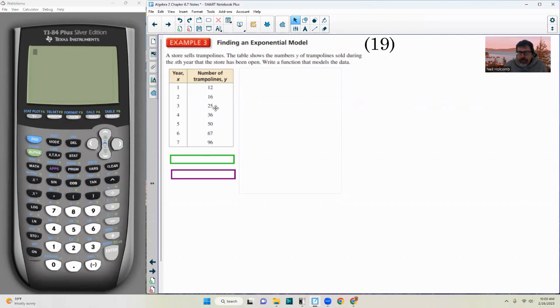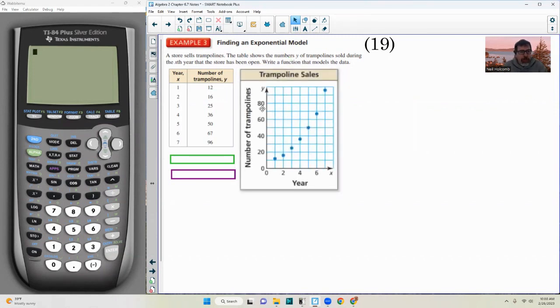So I'm going to do a different set of numbers, but the first step in doing this is to draw a scatter plot. Instead of drawing it, I just brought the picture in from the book. These are the points (1, 12), (2, 16), (3, 25), (4, 36), (5, 50), (6, 67), and (7, 96). The book chose the two points (1, 12) and (4, 36).